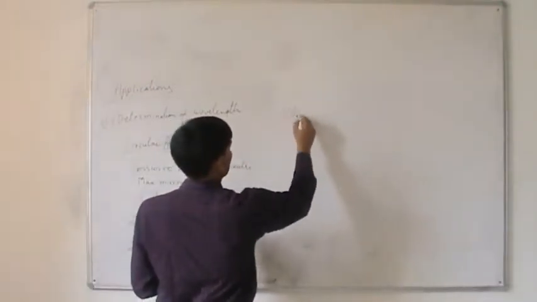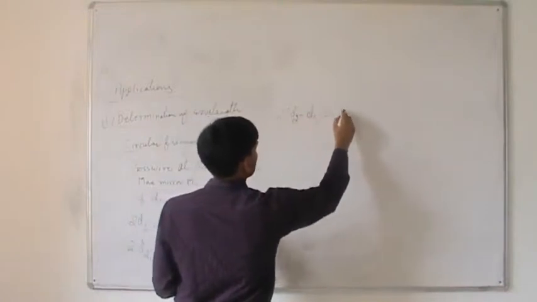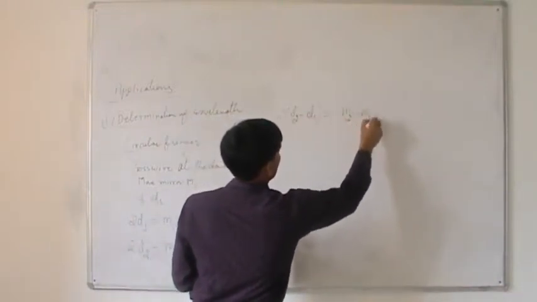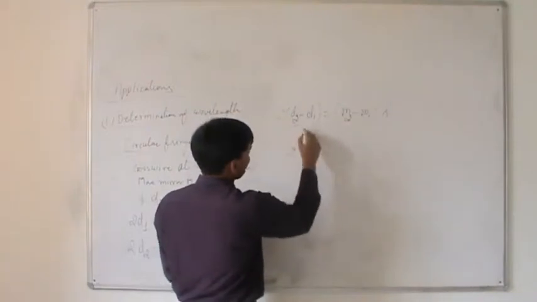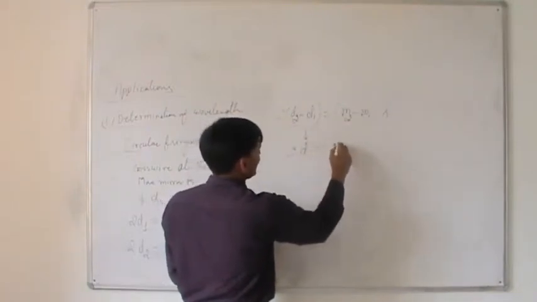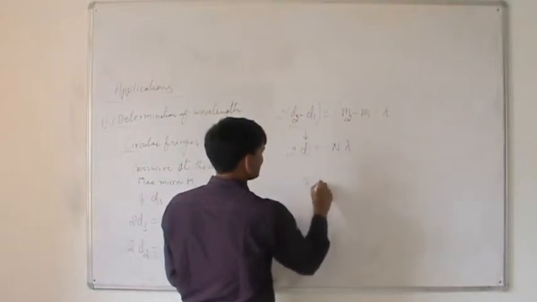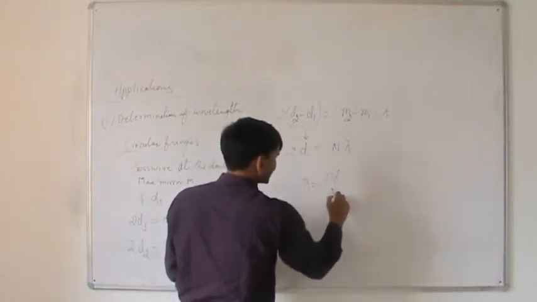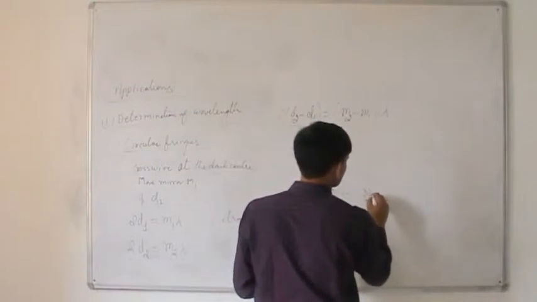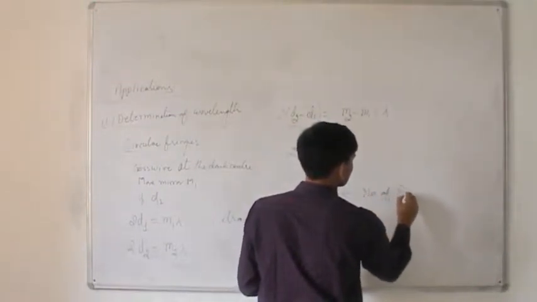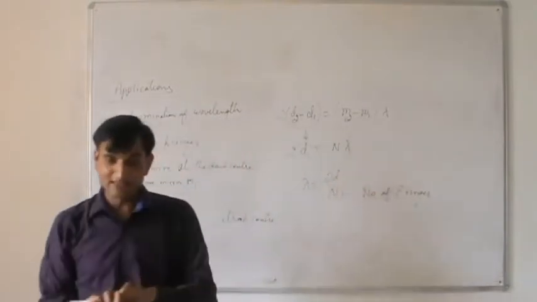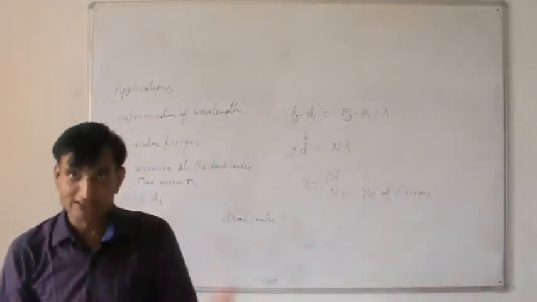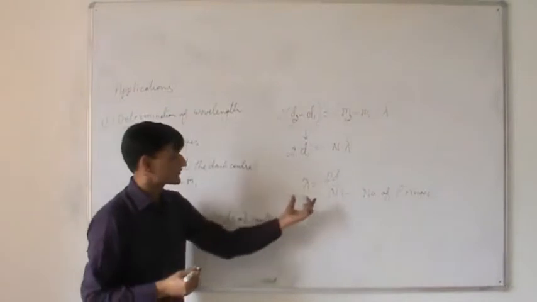D2 minus D1 equals (N2 minus N1) into lambda. Now if I represent this D2 minus D1 as d, this is N lambda, and lambda equals 2d by N. Now N is basically the number of fringes. So what you are doing is measuring the location of your mirror M1 through the scales provided with the Michelson interferometer.